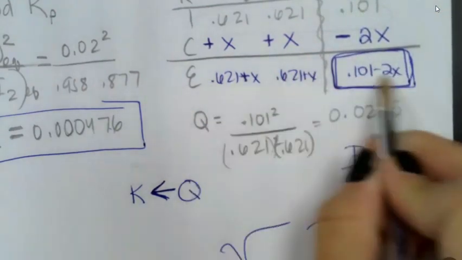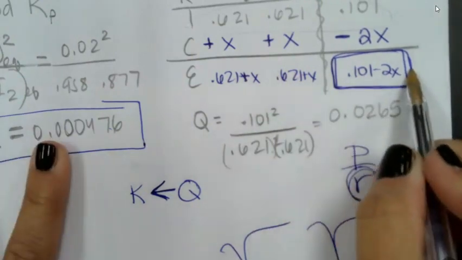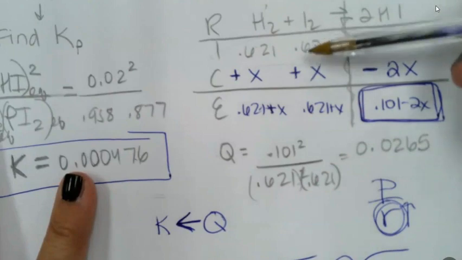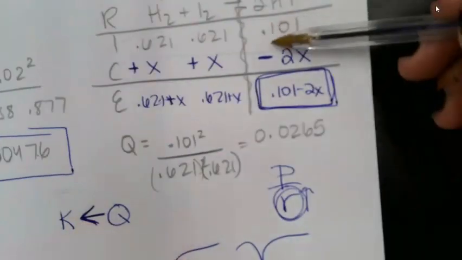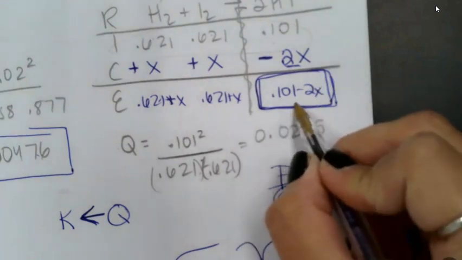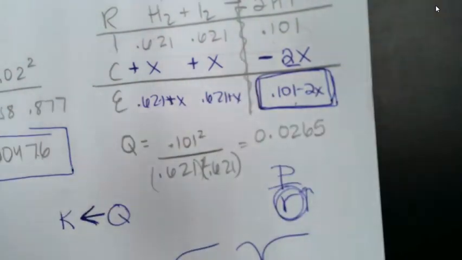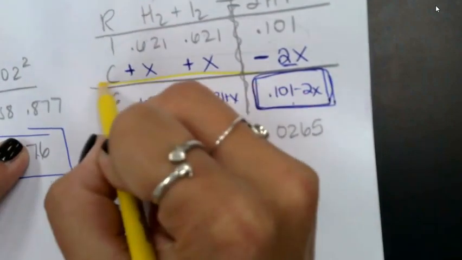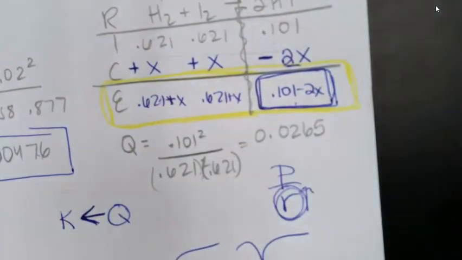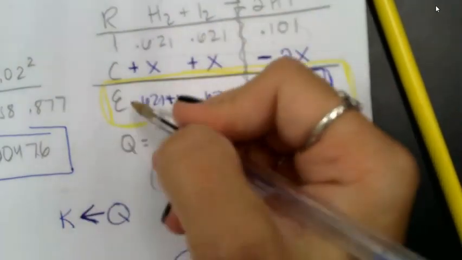So I don't have any of these numbers, so I'm going to fill them in. It's this plus this equals that. The 0.621 plus x equals that. 0.101 minus 2x equals this. Now I'm going to plug these equilibrium numbers back into my equilibrium expression, because those are the equilibrium numbers. I'm going to do that over here.